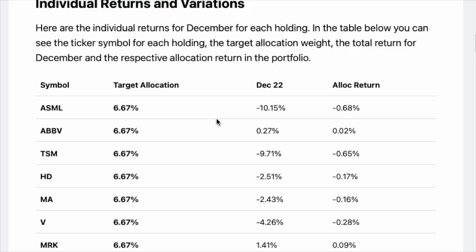my portfolio. Let's jump back a little bit and take a look at the individual returns for all of the holdings in December. The 7 largest positions that all started with an allocation of 6.67% performed pretty well in December. The best stock was Merck that was up 1.41%, and I also saw a positive return from AbbVie that was up 0.27%. These 2 holdings were the primary drivers of alpha in December.